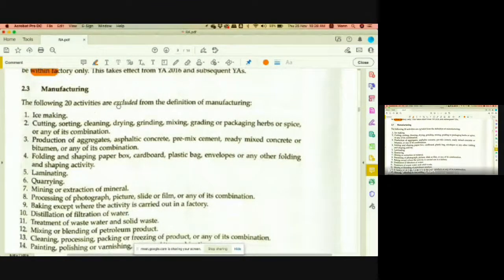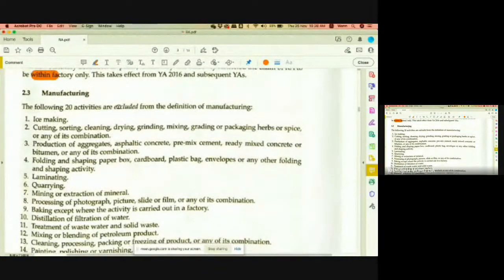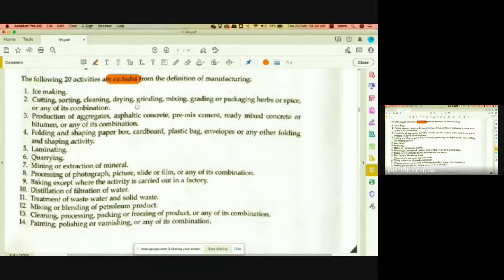And then you also have to be sure that, even though you are a manufacturing company, the following activities are excluded from the definition of manufacturing. It means that if you are in the manufacturing of ice cubes, for example, the law says that ice making is excluded from the definition of manufacturing. Ice making, cutting, sorting, cleaning, drying, grinding, mixing, grading of herbs or spice.